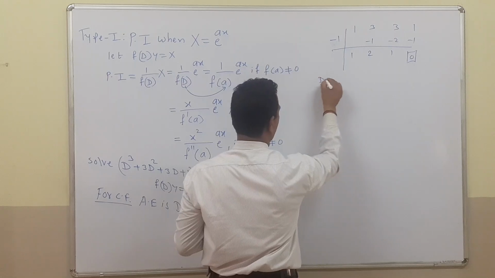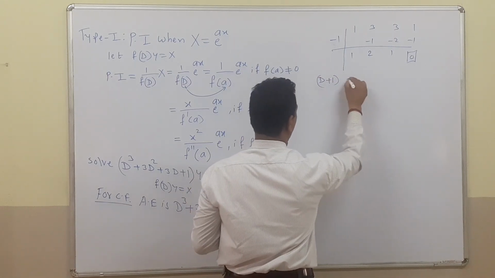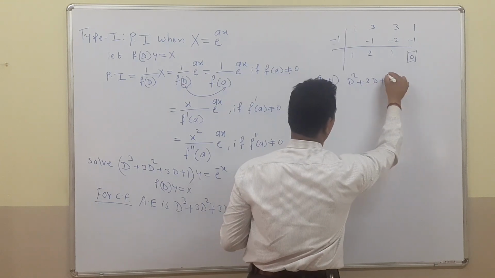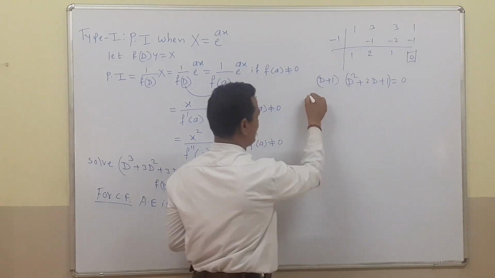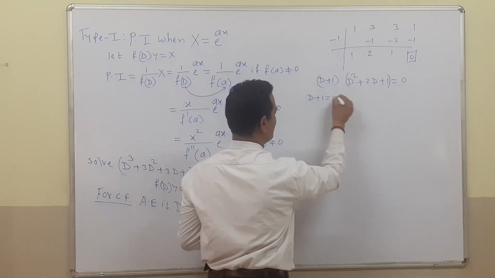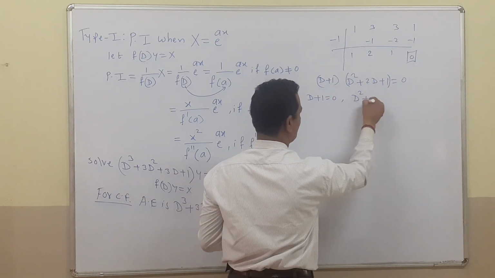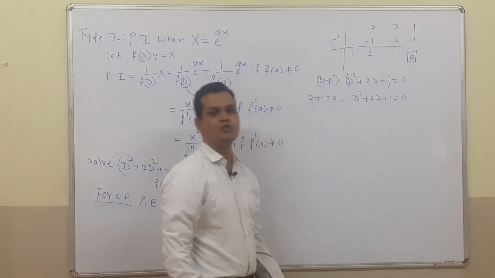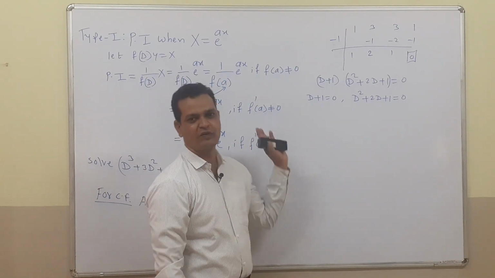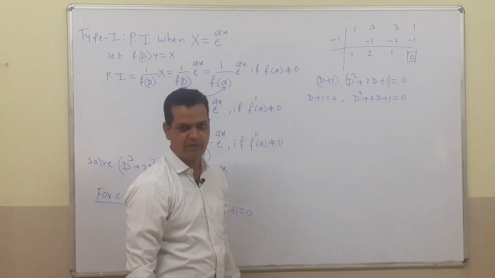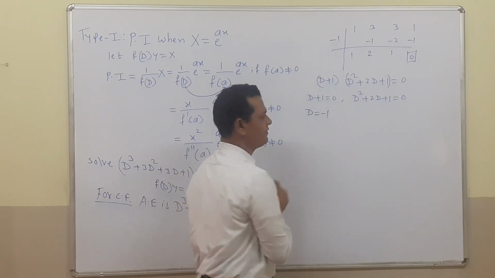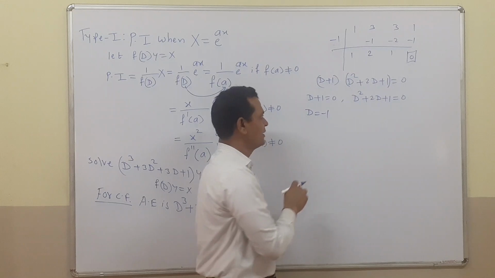So we can write this as d plus 1, then d square plus 2d plus 1 is equal to 0. So from this equation we get d plus 1 is equal to 0 and d square plus 2d plus 1 is equal to 0. So these two terms are 0, because product of two numbers is 0, then either one of them must be 0. So now if we solve the first equation, we directly get the value of d as minus 1.